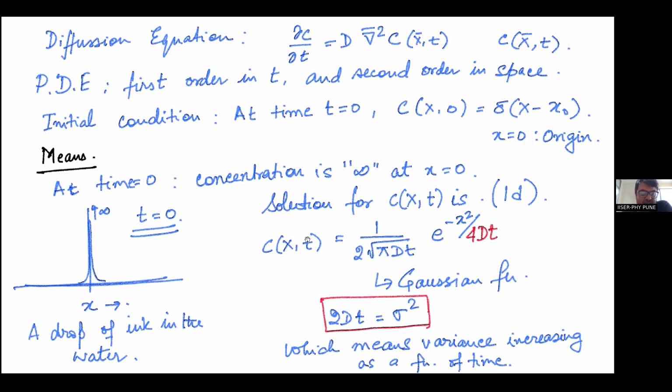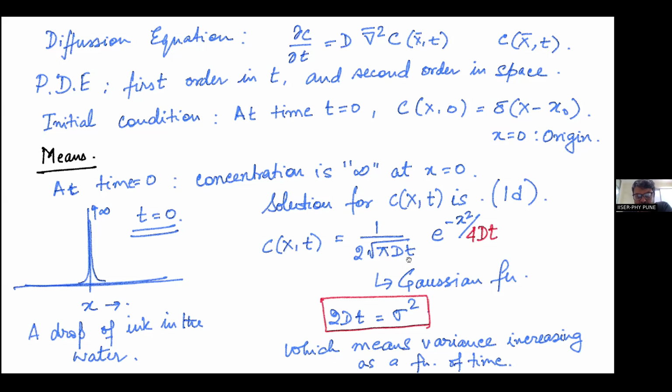Now you can also ask at a fixed time, how much has the concentration of ink molecules spread? Or you can say, okay, suppose at a certain point fixed in space, at this point, x equal to 0, how does the concentration change as a function of time? Right? So this concentration, C(x,t), is a function of space and time. Note, it's a field. At every point in time, you have concentration defined at different points in space.